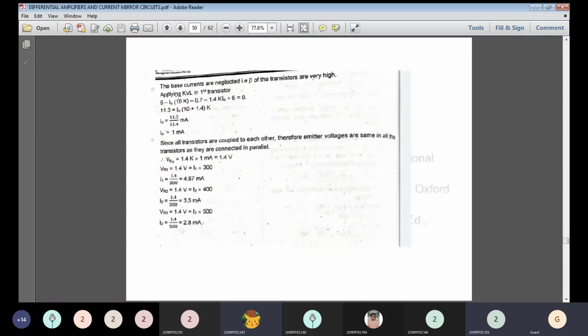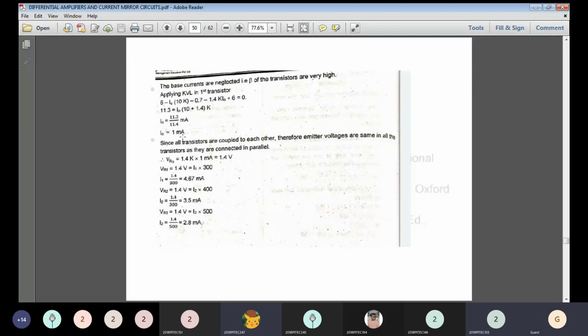So for calculating I0, we apply KVL for the first transistor. So voltage drop here is 6 minus I into R. The sum of each and every voltage drop across the branches is equal to 0. That is KVL, no? So 6 minus I0 into 10K minus 0.7 minus 1.4K I0 plus 6 is equal to 0. So you take this I0 to the left side, and the remaining values calculated, the value we are getting is 1 milliamp.